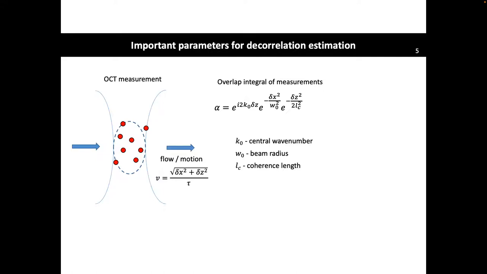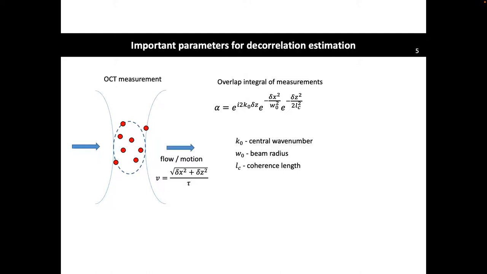Then you have this phase shift or Doppler shift that I talked about before, from the flow parallel to your incoming beam. That gives you a phase change of 2 times the center wavelength times delta z, where the 2 is because you travel back and forth. So now I've included also the phase due to the lateral flow component. And this alpha here is already the end result of having calculated the overlap integral.